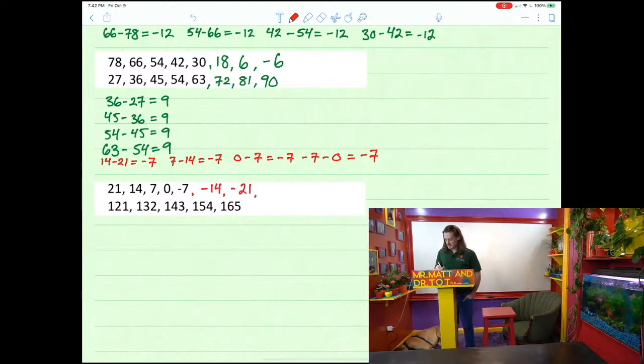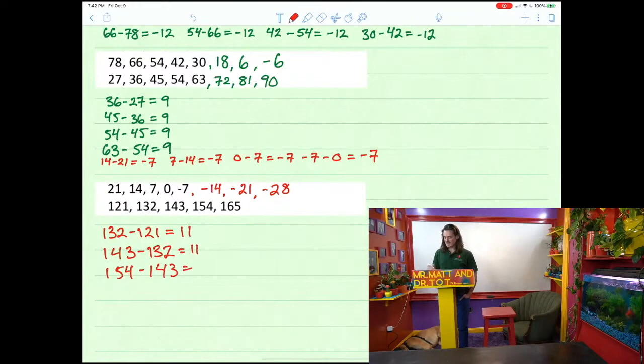And similarly, 132 minus 121 gives us 11. 143 minus 132 is also 11. 154 minus 143 is 11. And 165 minus 154 is 11. So we are going to continue adding 11 here.